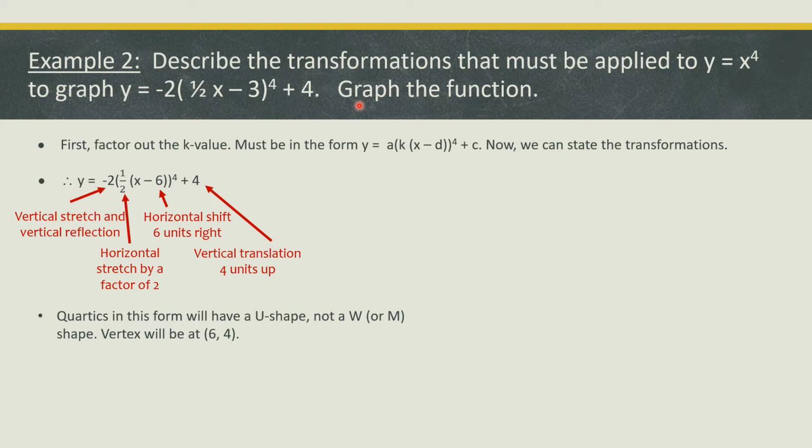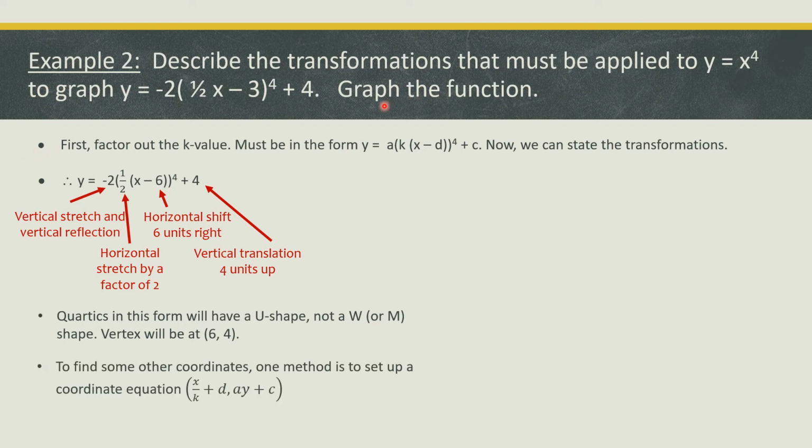Quartics in this form will have a U shape, so we don't have to worry about the extra bumps and turning points that the W or M shape have when we have a quartic. These ones only have a U shape. The vertex will be at 6, 4, and I know that from here, 6, 4, so I know that about the graph.